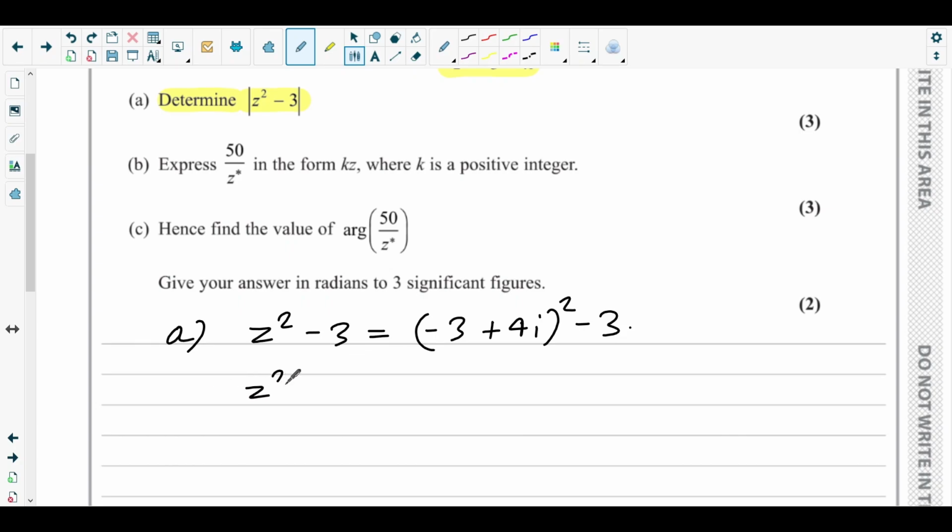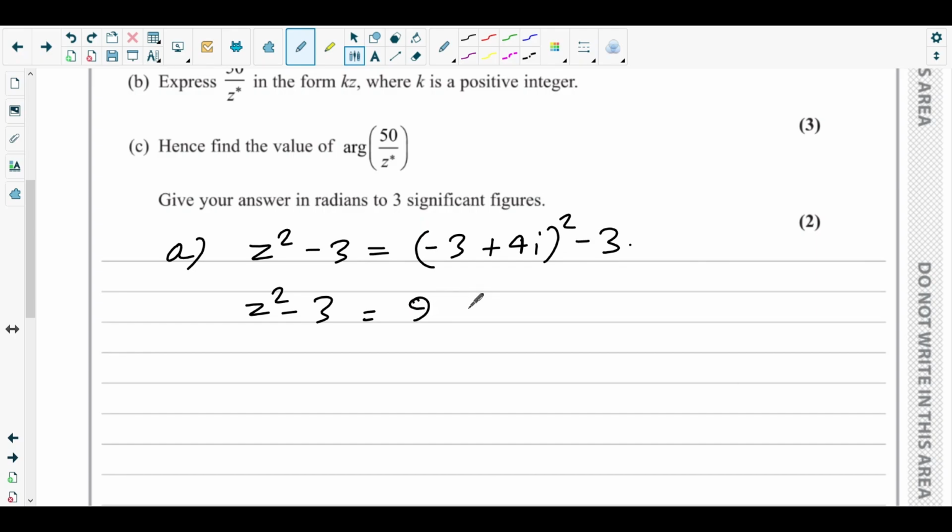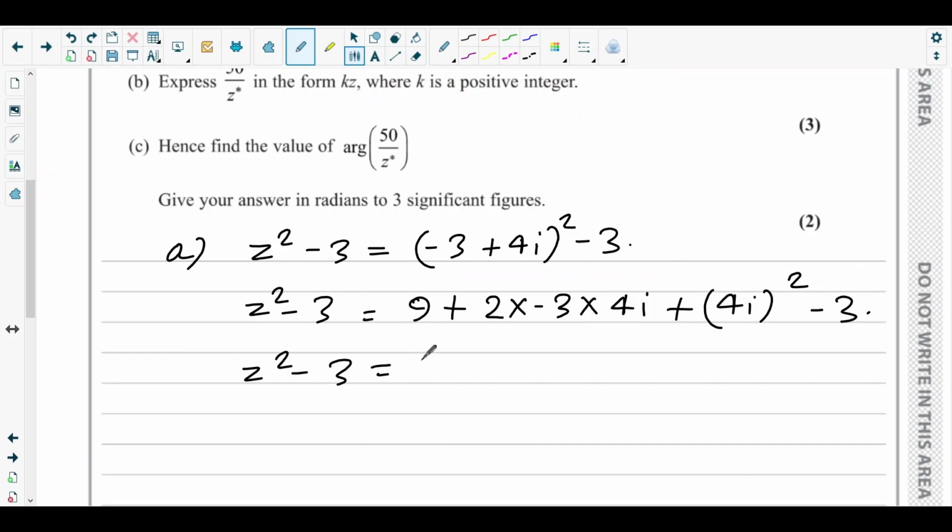Okay, so z squared - 3 equals, let's expand the bracket. So that would be a squared plus twice ab. So twice of a, which is -3, times b, which is 4i, plus b squared. So plus (4i) whole squared - 3. Okay, so z squared - 3 equals 9, 2 times -3 is basically -6, times 4 it is -24i, and i squared is -1. So -1 times 4 squared, which is 16.